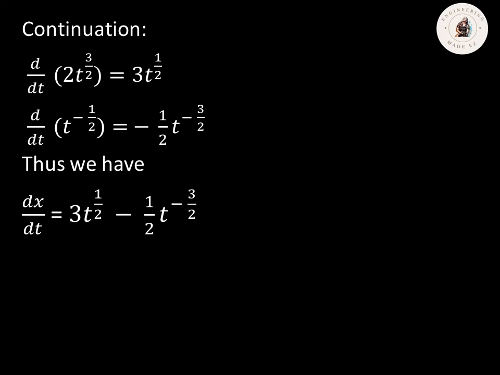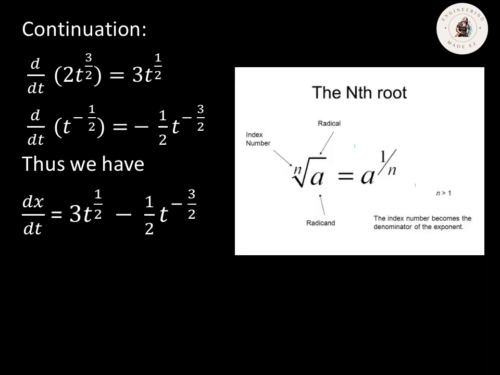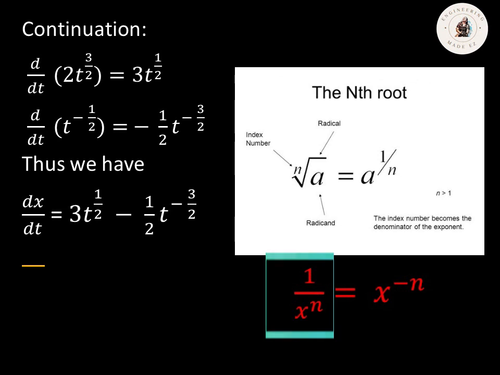Then, transforming this back into a form in which it has a radical sign, we have to recall again the law of exponents that we discussed a while ago. If we want to transform a raised to the power of 1 over n into a radical form, we have the nth root of a. And if we want to transform x raised to the power of negative n into a fractional form in which it doesn't have a negative exponent, it will become 1 over x raised to the power of n.